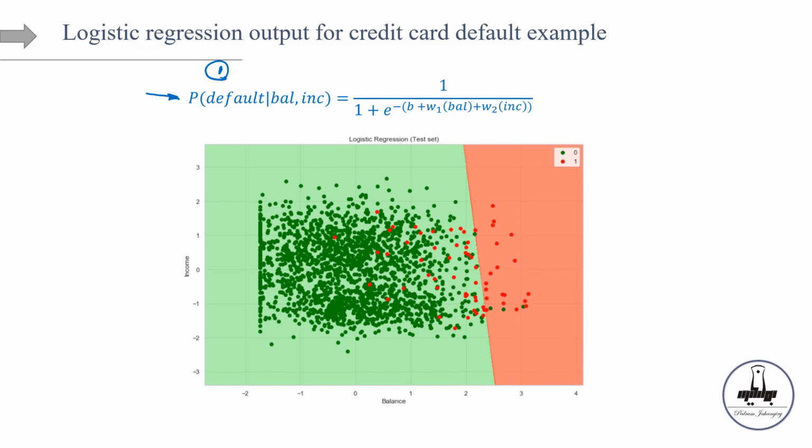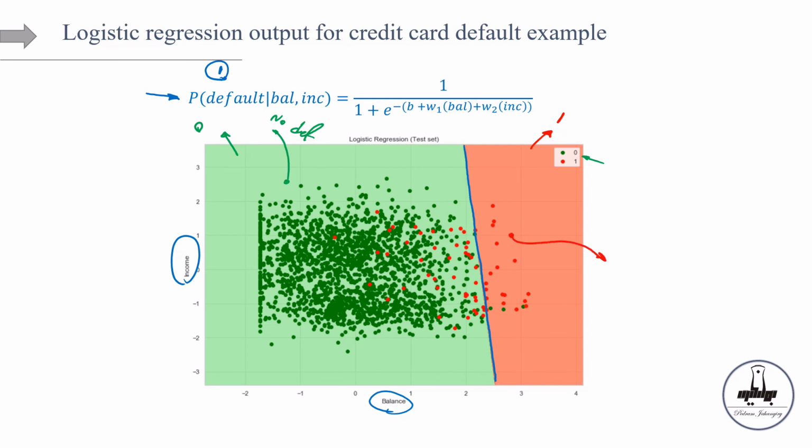If you want to visualize this, it's going to look something like this. We have income per month and balance per month, and then this is our logistic regression classifier. This is the boundary. Anything on the left, the green background, the model is going to call 0, no default. Anything on the right, the red background, the model is going to call 1, default. And the dots themselves are real observations. A green dot means actually no default, and a red dot means actually default.